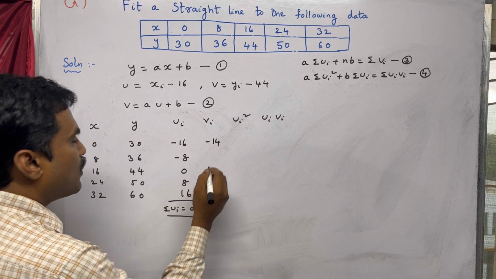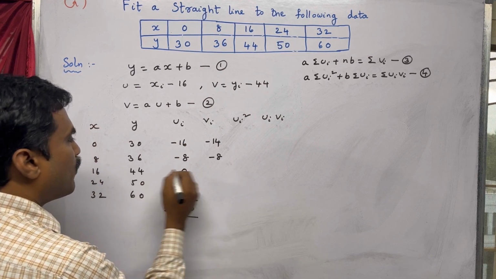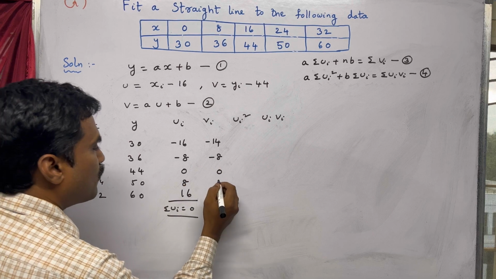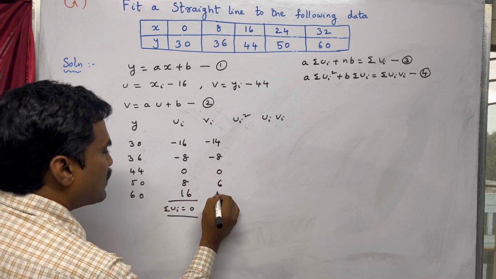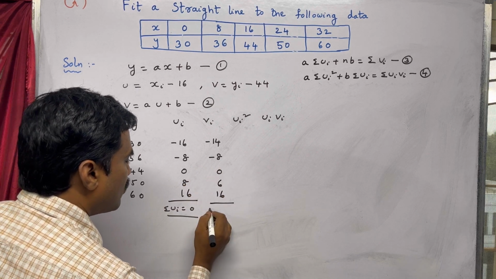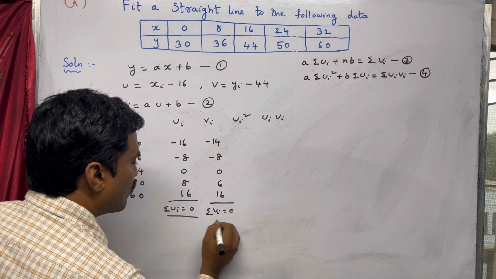Then 36 minus 44 will be minus 8. Then 44 minus 44 is 0. 50 minus 44 is 6. 60 minus 44 is 16. So add all these values. You are going to get sigma vi is 0.